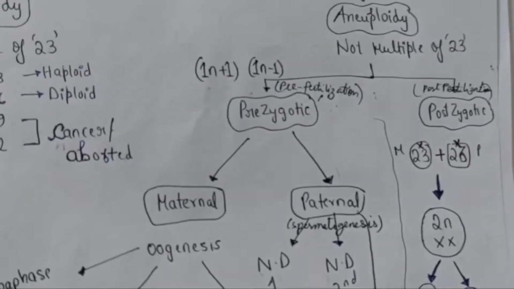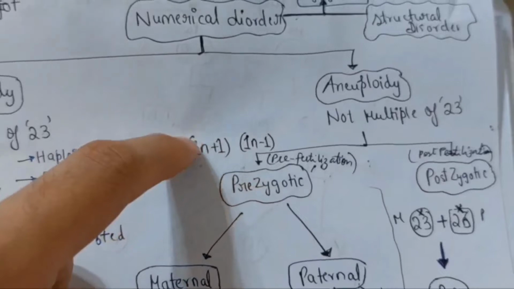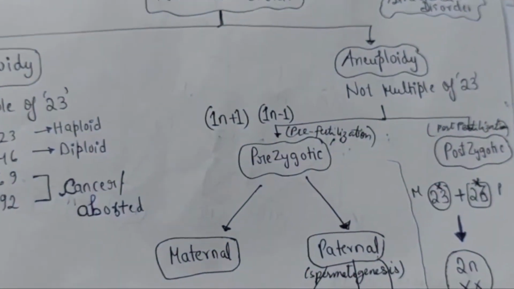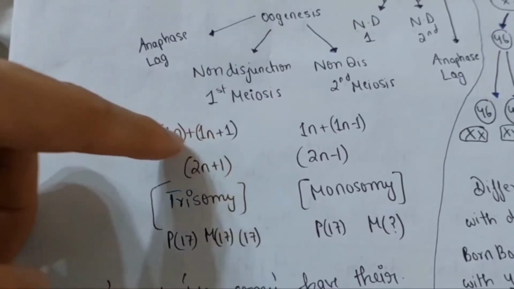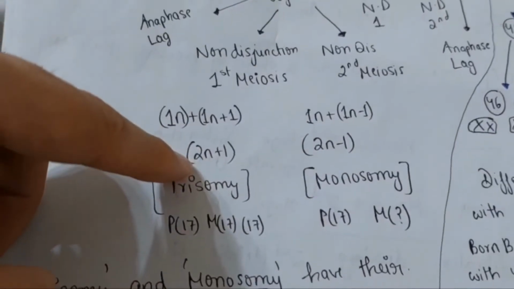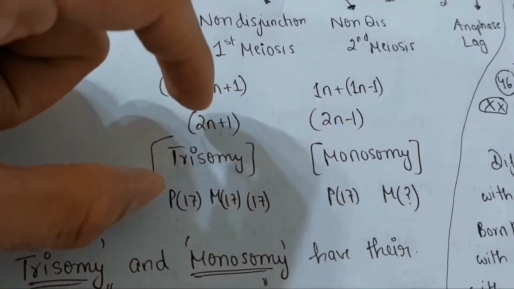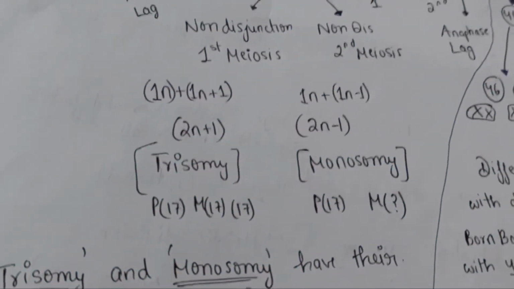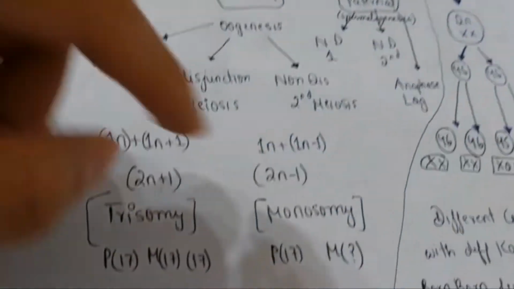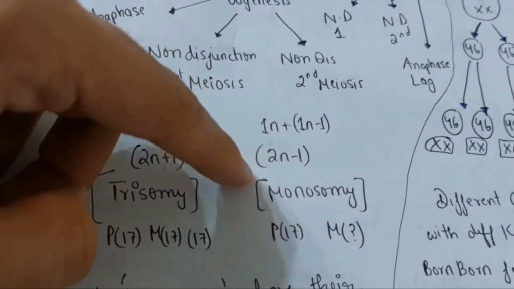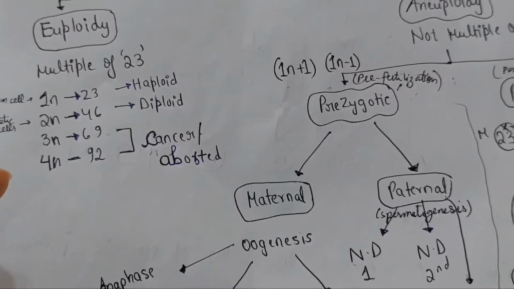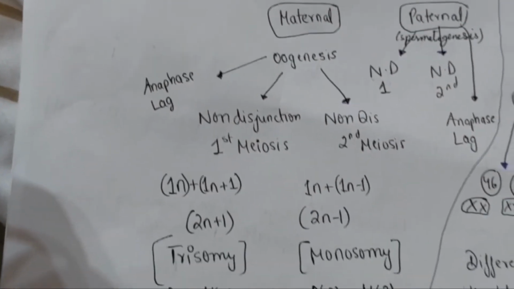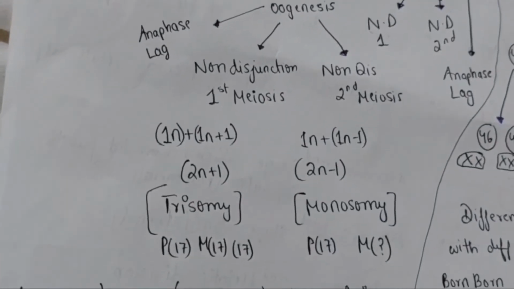The important thing to remember in pre-zygotic aneuploidy is that a defect in either the maternal or paternal gametes is eventually going to result in a 1n plus 1 possibility or a 1n minus 1 possibility. For example, if we take the 1n plus 1 gamete and fuse it with the normal gamete, we are going to get 2n plus 1, which is trisomy of the particular chromosome. Whereas if we take 1n minus 1 and fuse it with the normal gamete, it will result in 2n minus 1, which is monosomy of the particular chromosome. So pre-zygotic or pre-fertilization aneuploidy can result in either monosomy or trisomy.